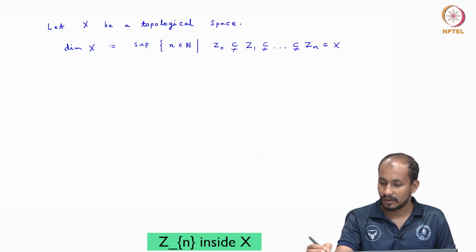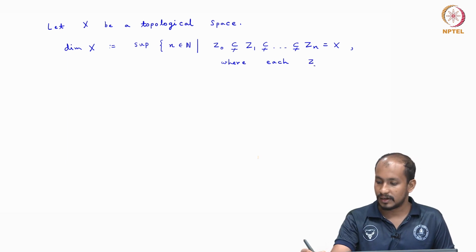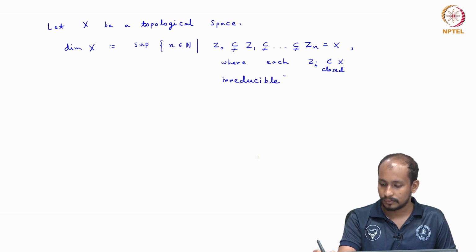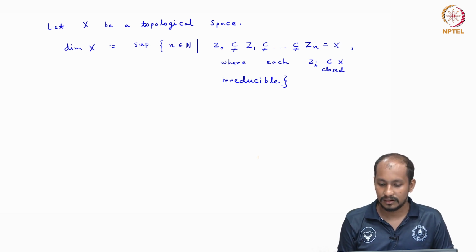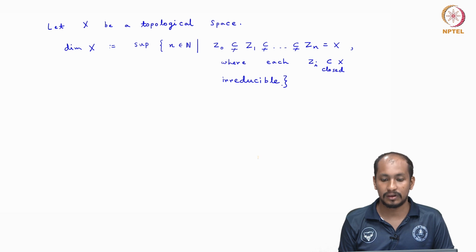Where each Zi is closed and irreducible. So, the dimension of this topological space is the supremum of all those natural numbers n such that it has a chain of length n of irreducible closed subsets of X. And the dimension of a variety will be the dimension of its underlying topological space.